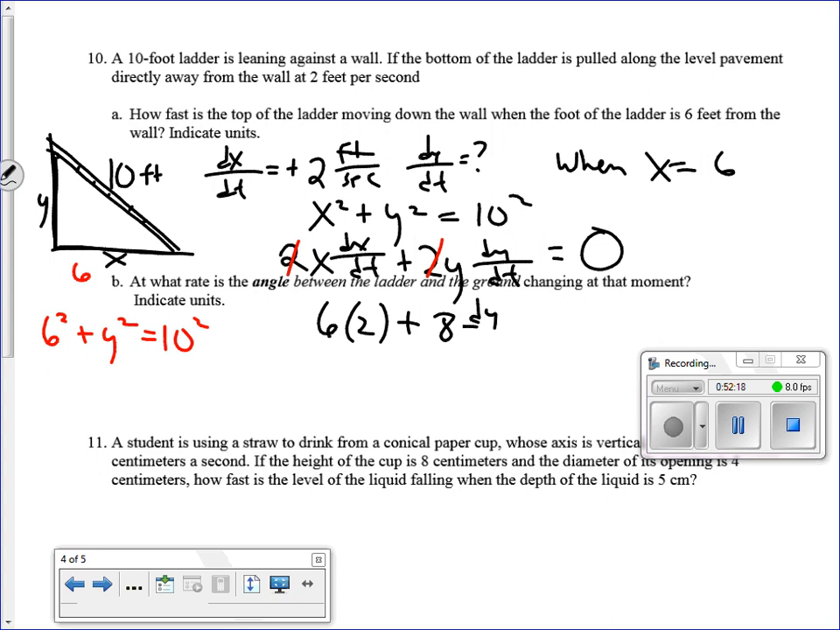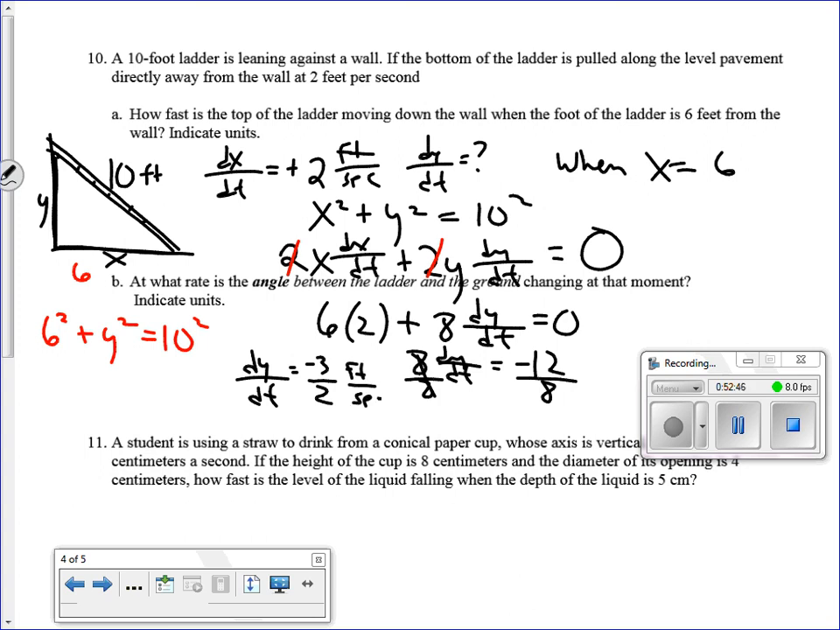dy/dt is what we're looking for. So I'll subtract 12 from both sides. So I have 8 dy/dt equals negative 12. Divide by 8. So dy/dt is negative 12 over 8, which I can reduce to negative 3 halves. The units of y would be feet and time is seconds, so feet per second. So that's the answer to part A.